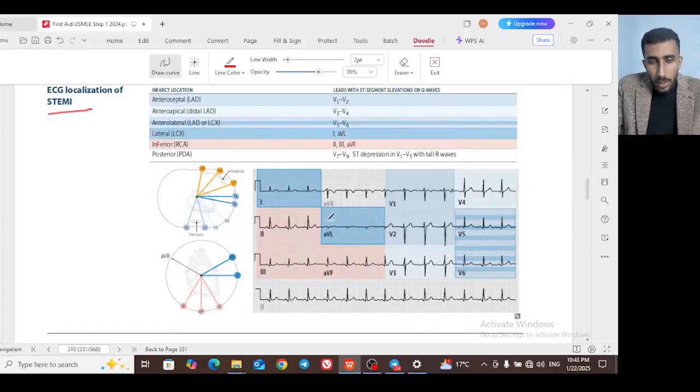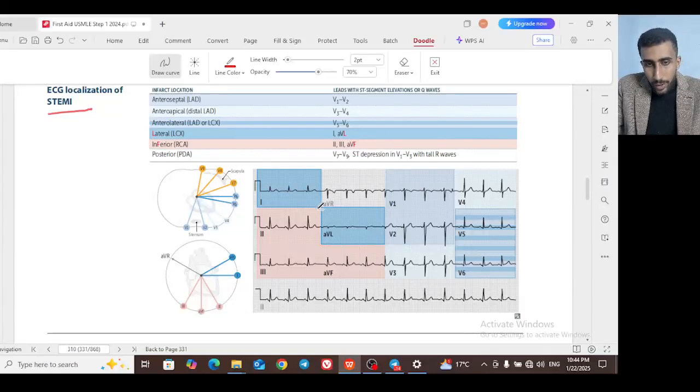You have different kinds of leads that translate into different areas of the heart. First you have V1 and V2, V3 and V4. These four leads translate into anterior, but V1 and V2 are anteroseptal, the anterior and septal part, and V3 and V4 are anterior and apical. So they are all anterior, but anteroseptal are V1 and V2, and anteroapical are V3 and V4. So this is for the anterior.